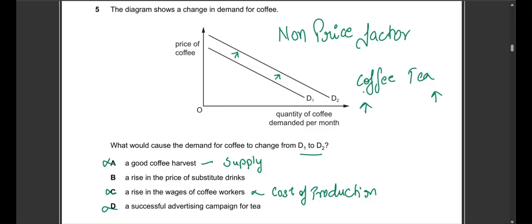The demand for coffee is increasing due to the increase in the price of tea. So hence this is a non-price factor. Coffee's price is not increasing. Understand this thing: the price of tea is increasing. That's the reason this would be my right answer. I hope you all are able to understand this question.